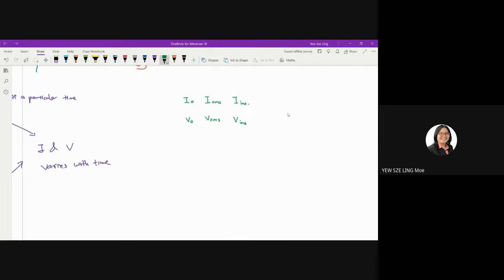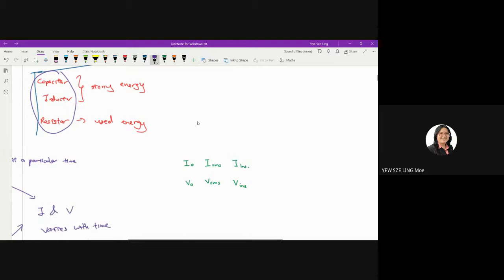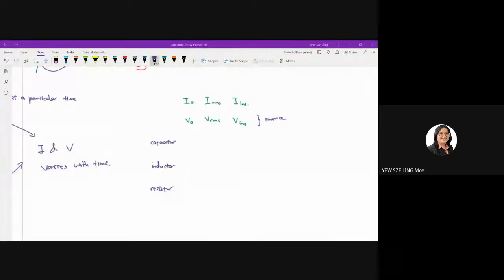V instantaneous. But then, remember the things that I told you before? In this chapter, we are going to look at these 3 components, and every single component will have its own V. Meaning that other than the source, this one is for the source, you will have another set for capacitor, and then for inductor, and also for resistor. So when it comes to chapter 6, it is very important to write down the subscript. Otherwise, you're going to get confused.